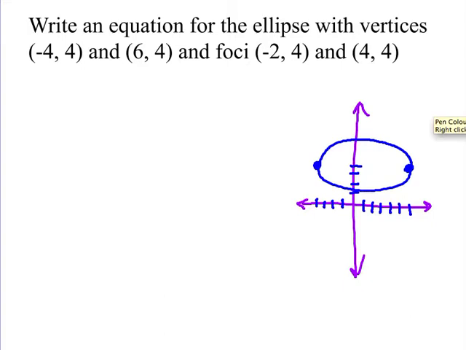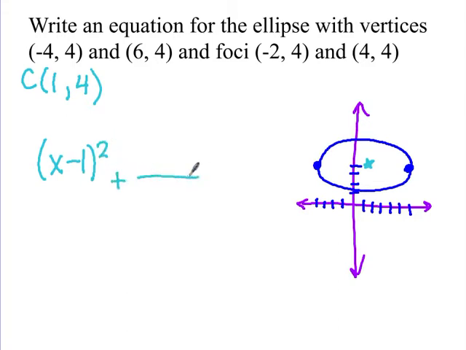So if here is negative 4 and here is positive 6, what's halfway in between that? 1, and then the y value will be 4. So I know that the center is at 1, 4. Okay, so I can go ahead and start writing my equation right now. I've got x minus 1 quantity squared plus y minus 4 quantity squared equals 1.